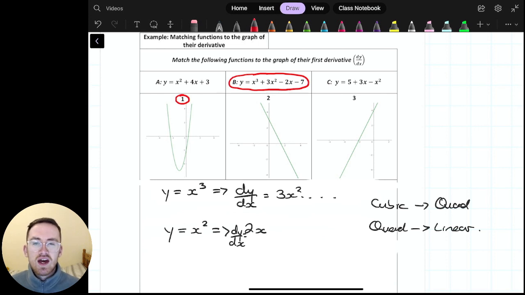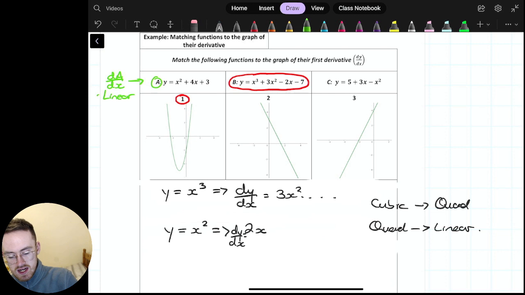Without actually differentiating at all, we could look more closely at the functions themselves and take a guess at what they might look like. So say picking a first of all, we see it's an x squared, so we're expecting dy dx to be linear. So even say dA dx, we'll keep it simple. For this one, it should be linear, and we're expecting that it will be a line that's increasing.